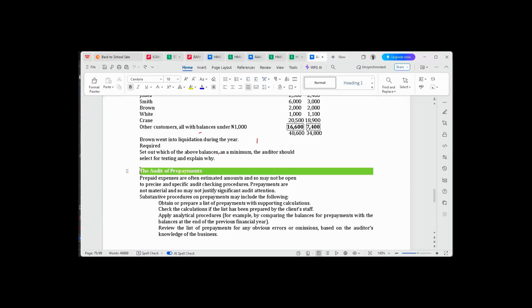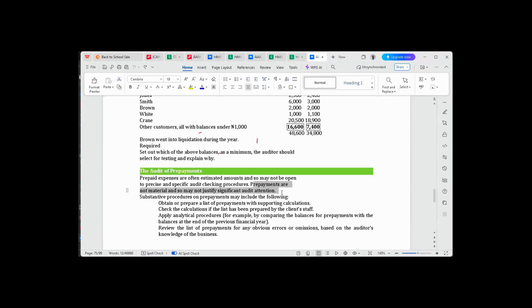All right, we go to the next one. We are done with the receivables, trade receivables. We are going to the next one, the starting procedure for prepayments. Okay, what are prepayments? These are prepaid expenses. These are expenses that have been paid for in advance, even before you enjoy it, even before you incur it. You pay for the services in advance, even before you incur it. We call them prepaid expenses, right?